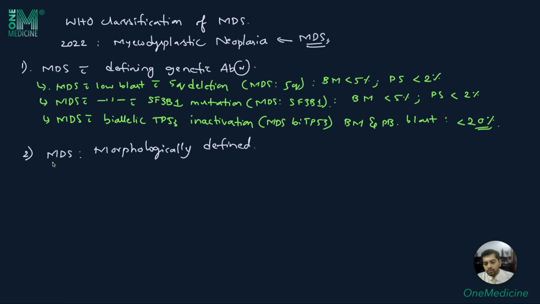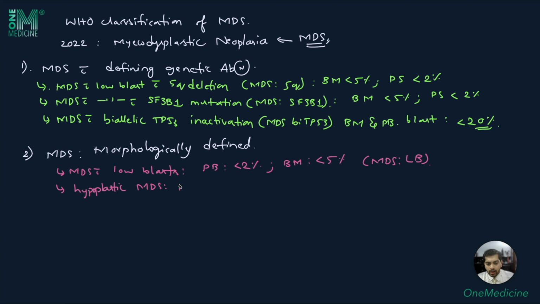In MDS with morphological definition, the first one is MDS with low blasts. Here the peripheral blood will have a blast count less than 2% and bone marrow has a blast count of less than 5%. This is written as MDS-LB. Next subtype is hypoplastic MDS, or MDS-h. Even here the peripheral blood has a blast count less than 2% and the bone marrow has a blast count of less than 5%.